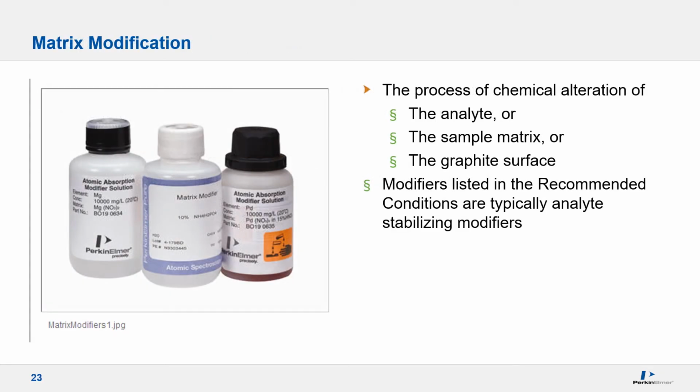Now, let's move on to the topic of matrix modification. In most cases, the modifiers indicated in our recommended conditions are thermal stabilizers: palladium with magnesium nitrate, ammonium dihydrogen phosphate by itself, or ammonium dihydrogen phosphate in combination with magnesium nitrate would be typical examples. To the left, you can see the stock solutions currently offered by PerkinElmer. It is customary for the analyst to prepare a working mixed modifier solution from the stock bottles.